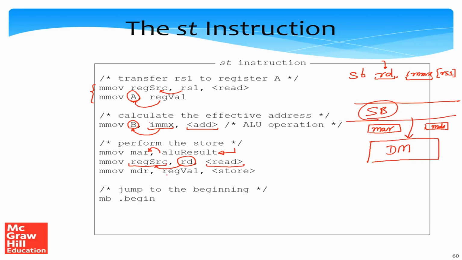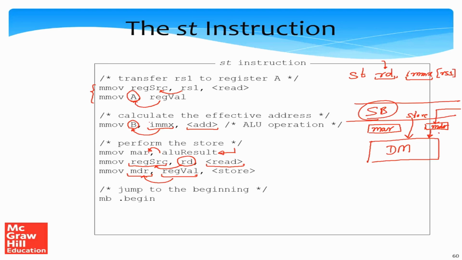After that, the value is there in reg val. This is transferred to the memory data register, MDR. So the value comes to the MDR register, and this is the value that needs to be stored in the data memory. In parallel, whereas in the previous case we issued a load command, in this case we issue a store command, store to the data memory DM.